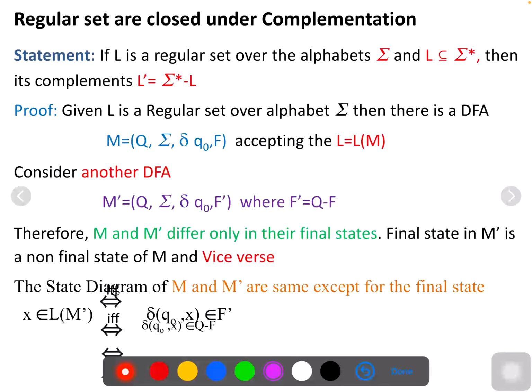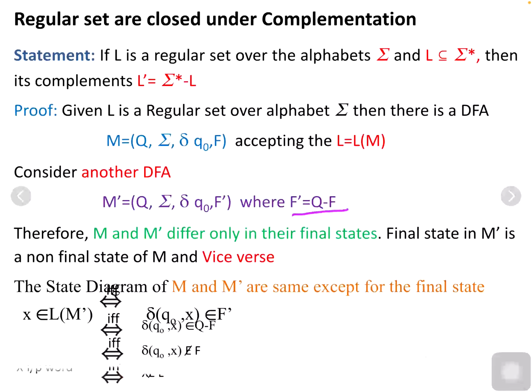That means delta of Q naught comma X does not belong to F. Because it belongs to F dash, it should not belong to F. And finally, the word X does not belong to L. In other words, if X belongs to L, then X does not belong to sigma star minus L. Therefore, L of M dash is equal to L dash, which is equal to sigma star minus L.